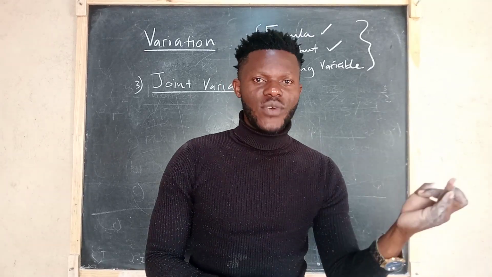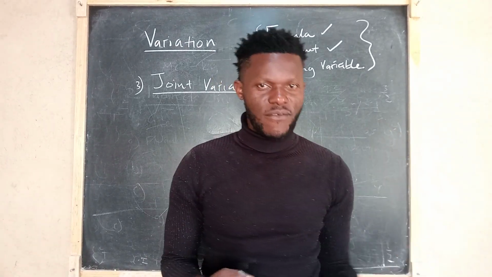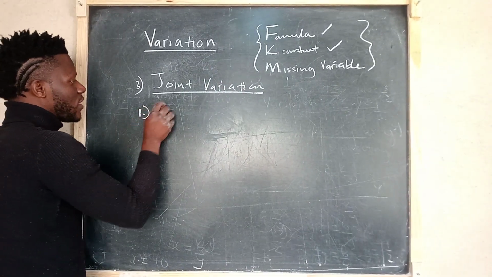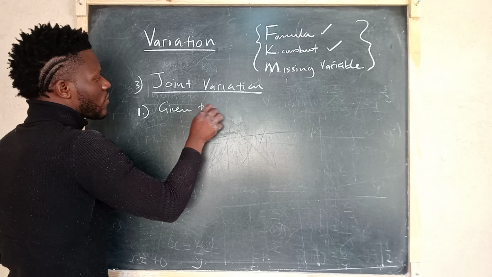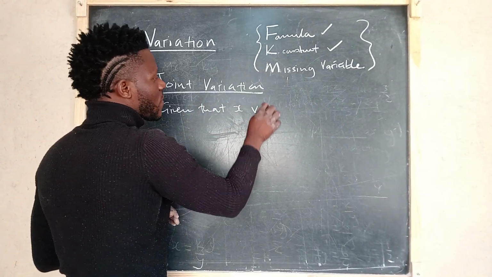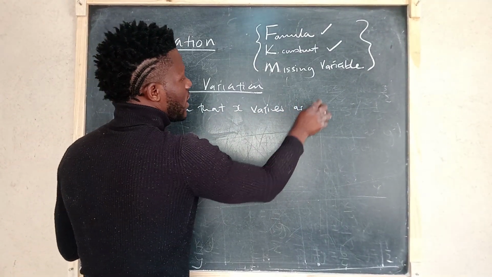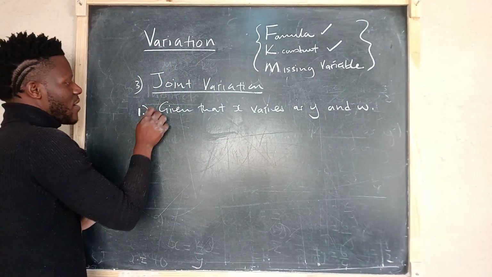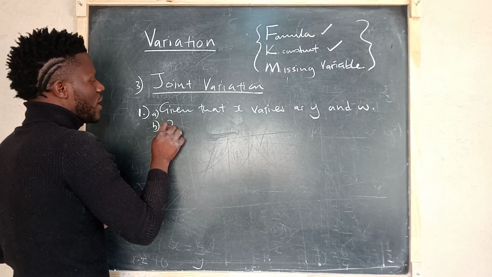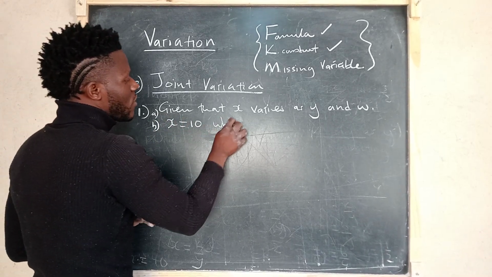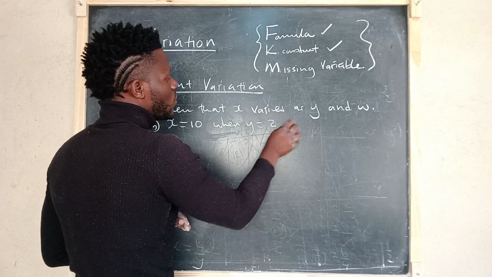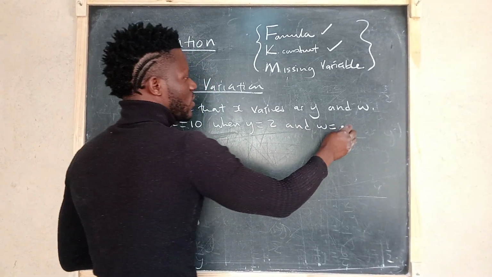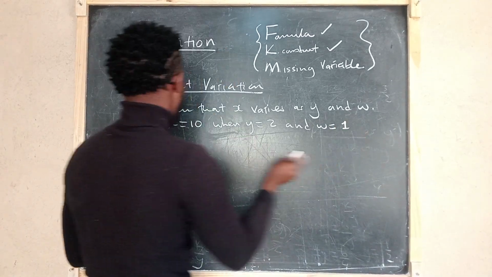Before, we were dealing with x and y. Now we talk of x, y, and another variable, like what we'll be doing here. For instance, number 1, given that x varies as y and w. Part A, part B: x equals 10 when y equals 2 and w equals, suppose, 1. Find k.